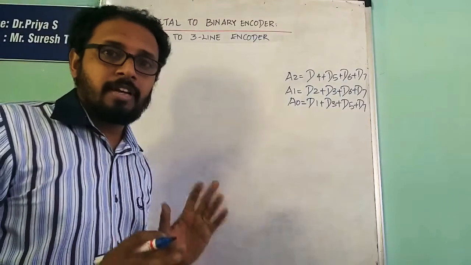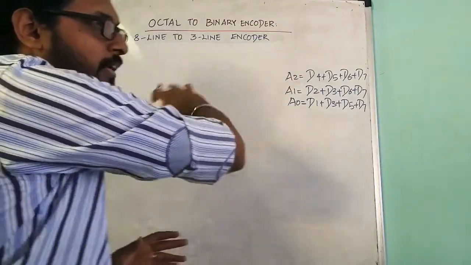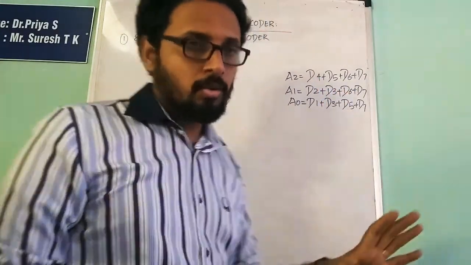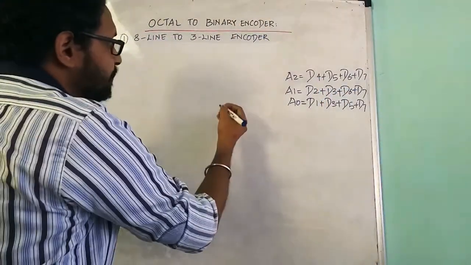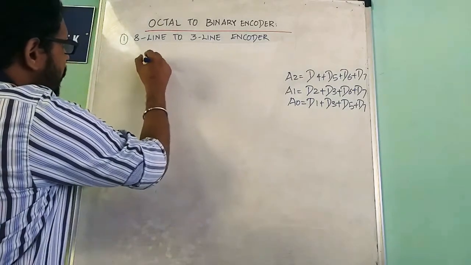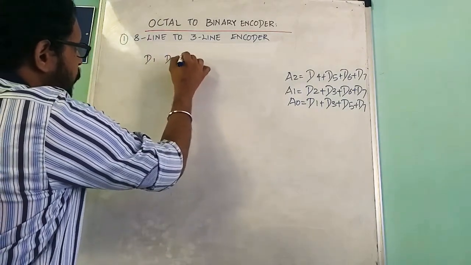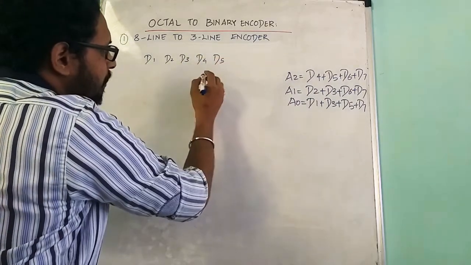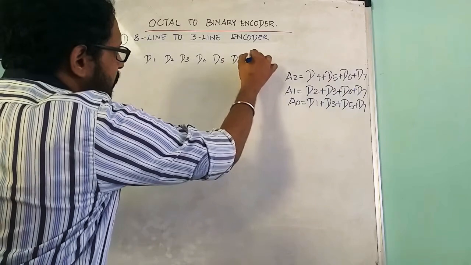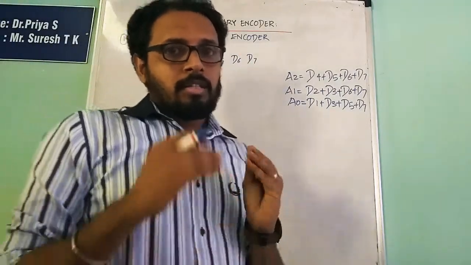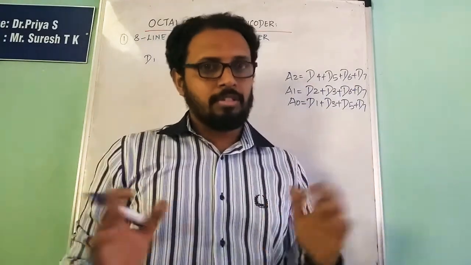Okay, and finally the design. We had the truth table. We found the expressions for A2, A1, A0, and now we are going to draw the figure. When we draw the figure, we have D1, D2, D3, D4, D5, D6 and D7. Some people may wonder why no D0.